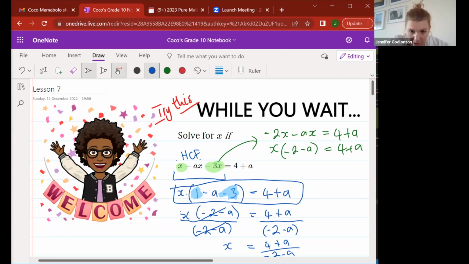Yes, I do understand that one. The one after that one. Okay, so the one after that one, all we've done is we took the 1 minus the 3, x open bracket negative 20. So that 1 minus that 3 gave us the -2. And then the negative a is still just the negative a. And then that was equal to 4 plus a. And then we divide both sides by that bracket so that we can try and isolate x.